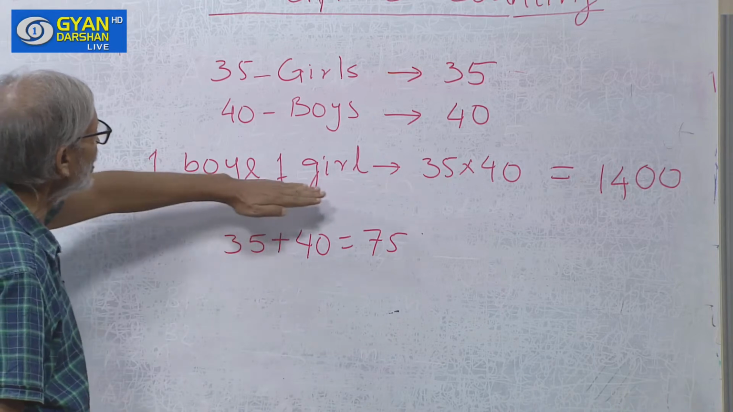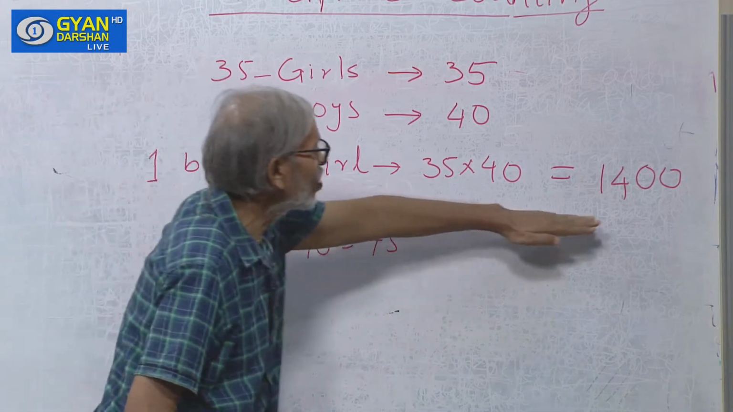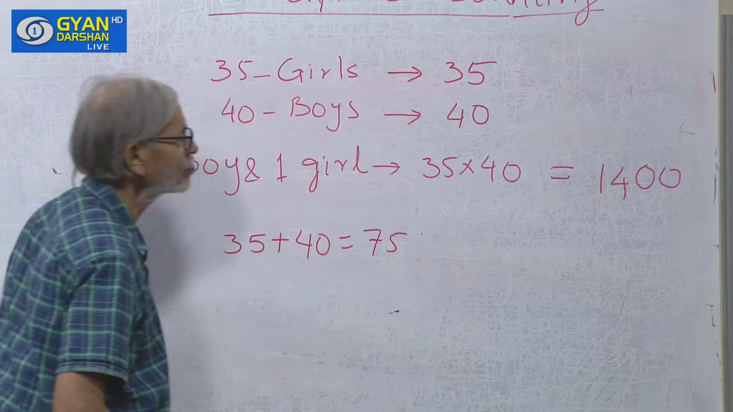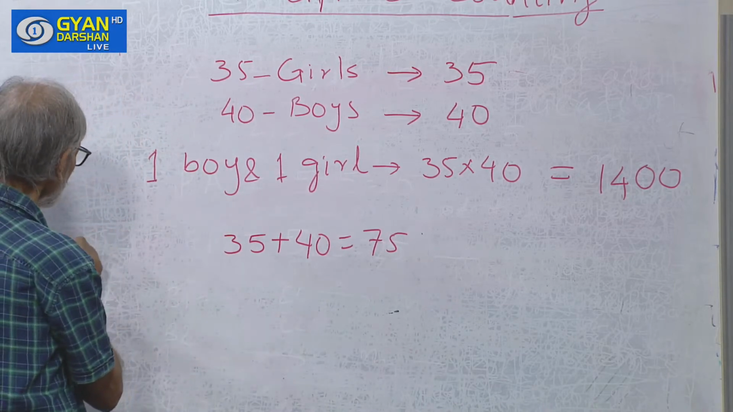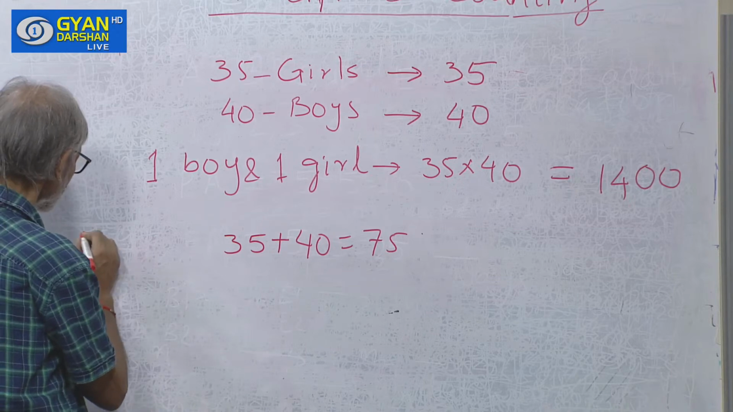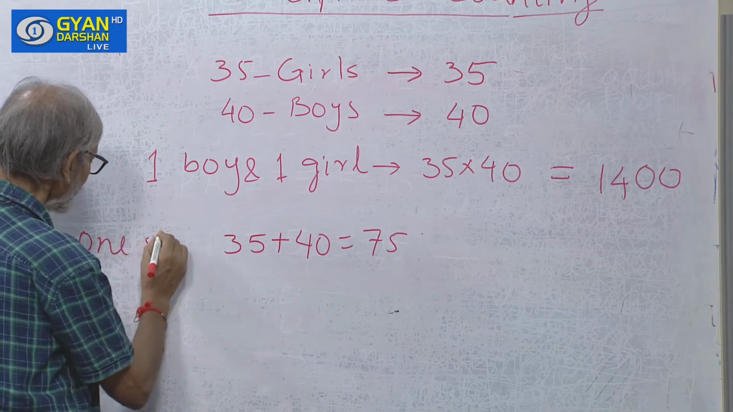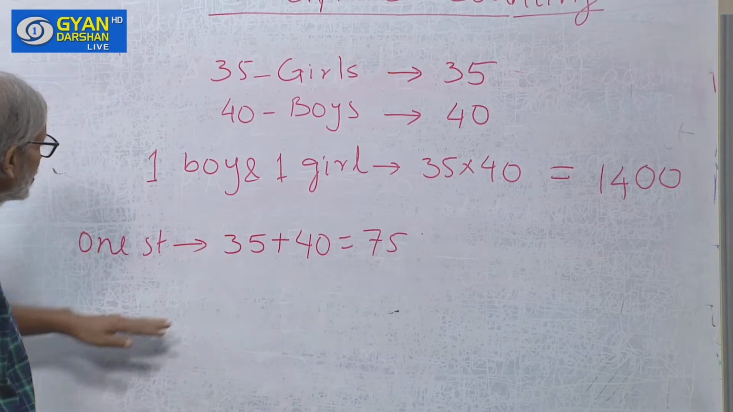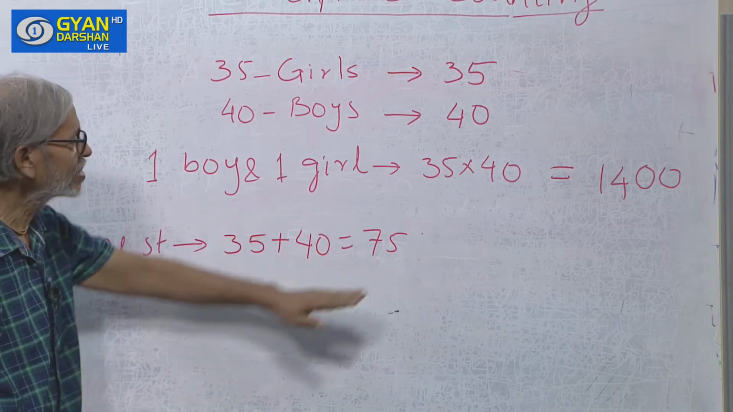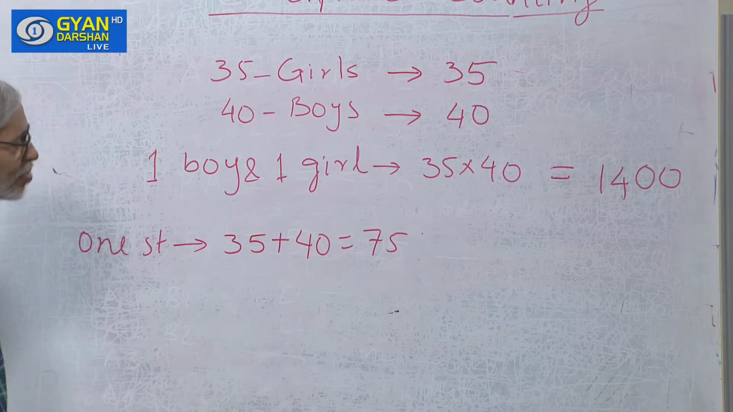If a boy and a girl are to be chosen, the number of ways is 1400, and for one student out of these, there are 75 options, 75 number of ways.